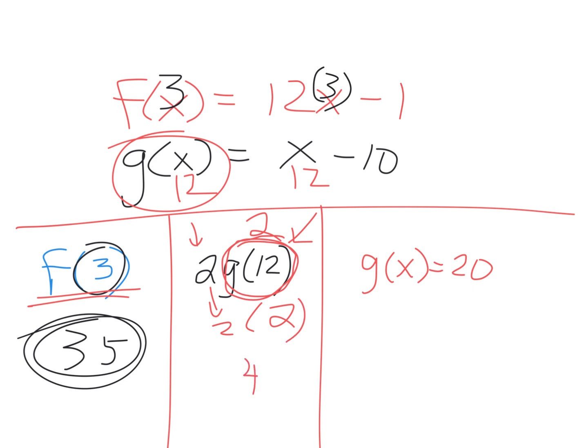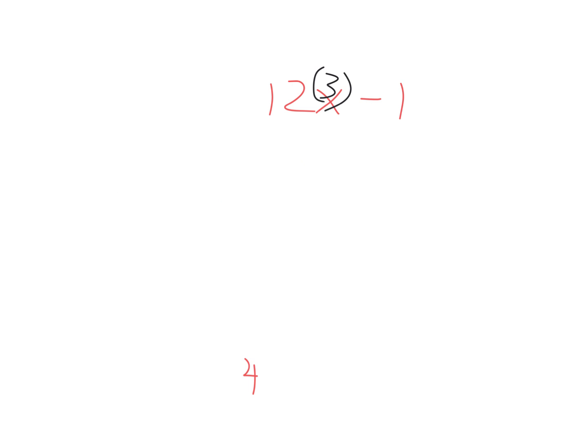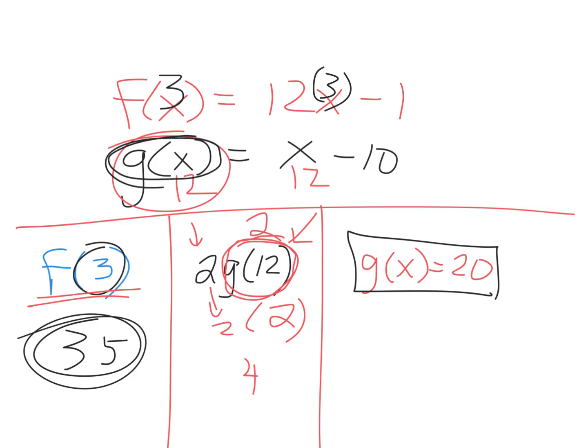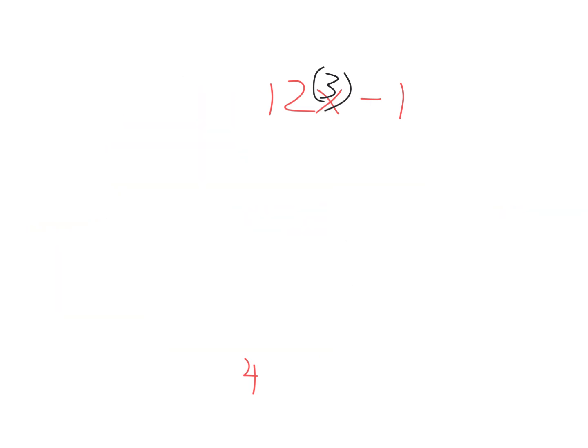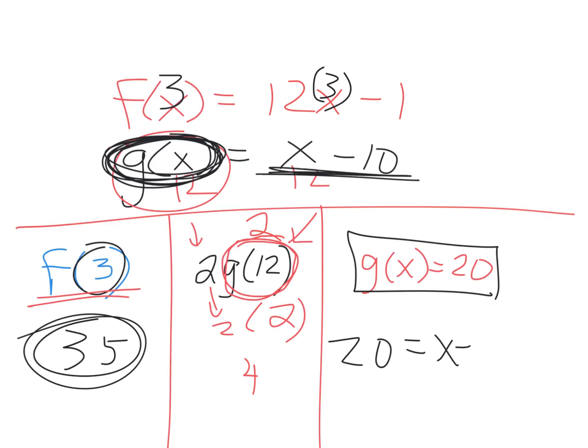I think that's the one that was getting people the most. Who had 4 for that one? All right. We had about half of you. Okay, and this one, you don't put the 20 in for the x, you put it in for the g of x. This whole thing becomes 20. So then you write 20 equals x minus 10. And that's the easiest question ever to solve. You just add 10, you get 30. I'm guessing a similar number of kids will have that right.